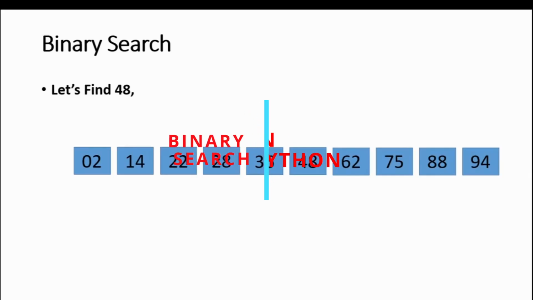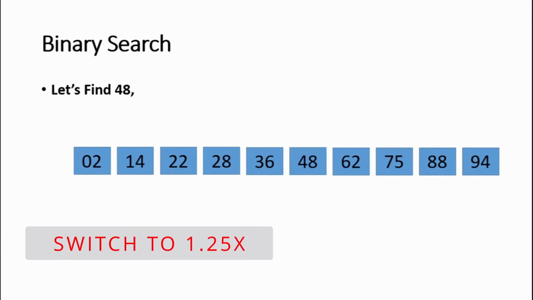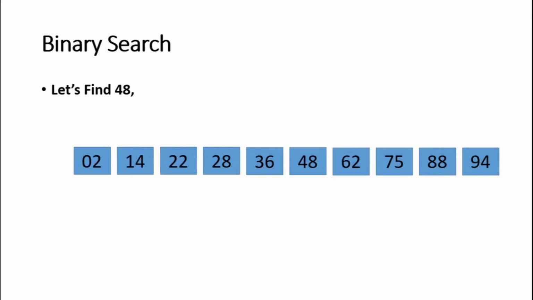In this video, let us see how to implement binary search in Python. Before we go into the implementation part, let's first visualize how a binary search will look like. Here you can see we have 10 elements. If you want to find the element 48, if you are using the linear search, you will compare 48 with all other elements individually. But since we are using the binary search, we're gonna split the array into parts.